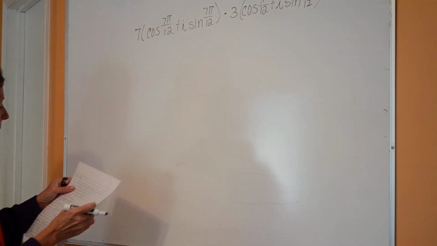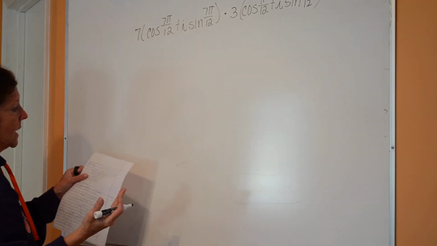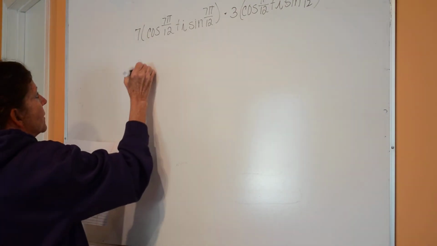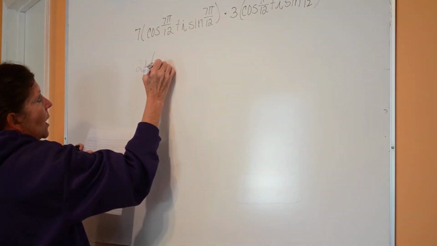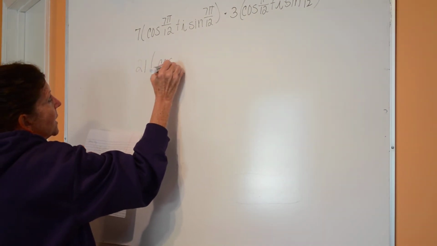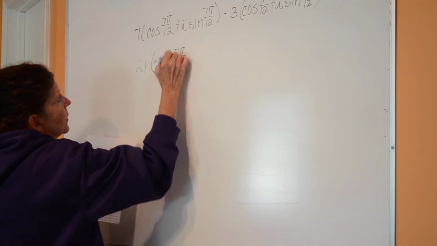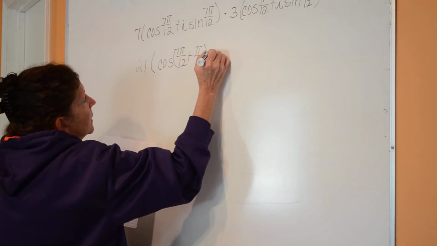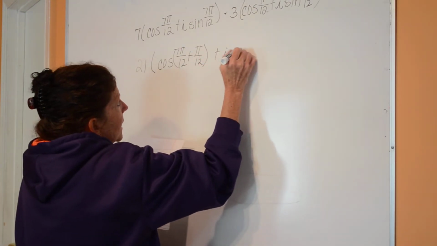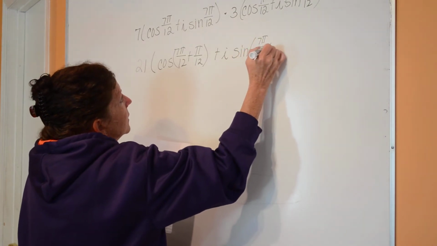Which is going to give me 8 pi over 12, which reduces down to 2 pi over 3. So I have 21, 7 times 3, times the cosine of 7 pi over 12 plus pi over 12, plus i times the sine of those same things added together. This is the formula.